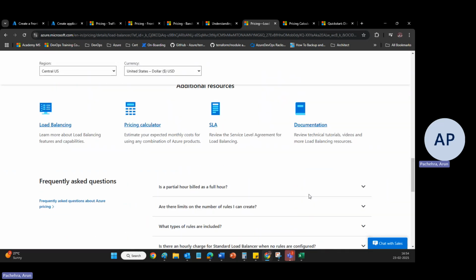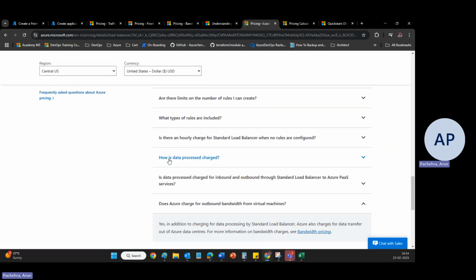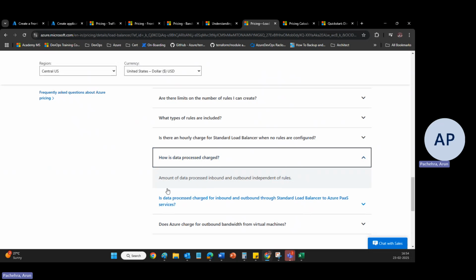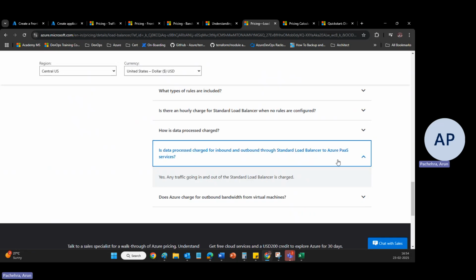Okay, let me show you so that it would be clear. How is data processed charged? The amount of data processed inbound and outbound, independent of the rules, through the load balancer. This is processed even if it is Azure PaaS services. Hope it is clear now.